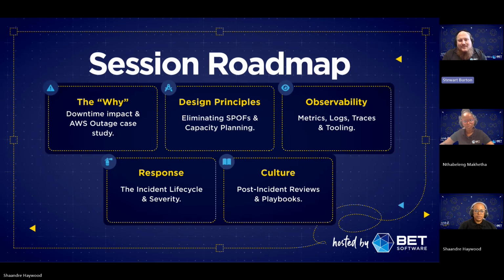Okay, so let's switch to the roadmap slide, and then I'll run you through what we're going to cover over the next 40 minutes or so. So number one, why downtime really matters. I'm going to be using the October 2025 AWS global outage as an example. Two, core principles for designing resilient systems.